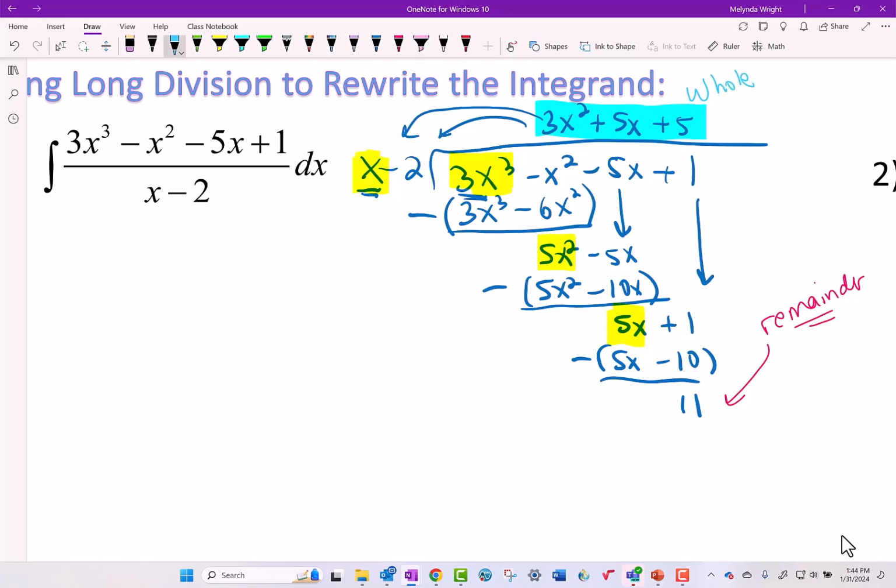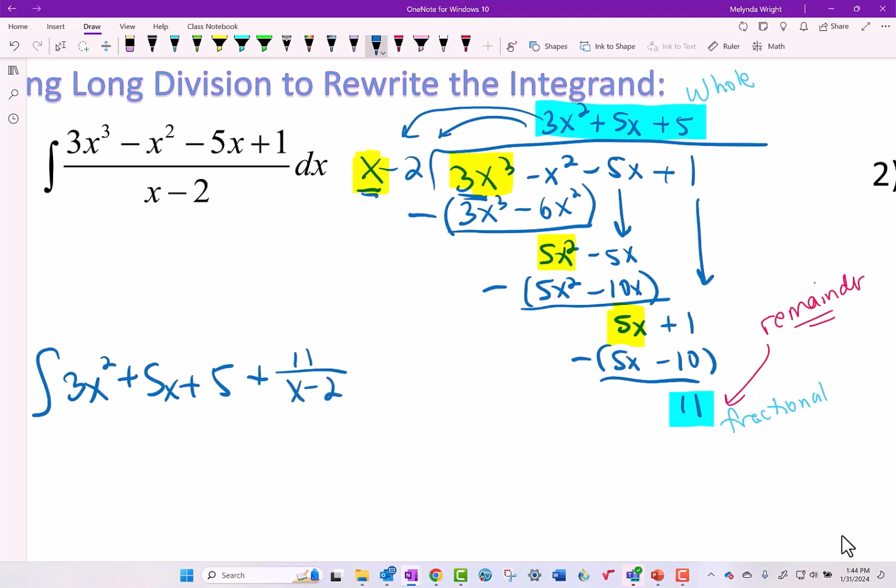And this part down here is the fractional part. This is the fractional part. And we're going to rewrite it so we have a whole part and a fractional part. So we integrate. The whole part is the 3x squared plus 5x plus 5. Okay, that's the whole part. The fractional part, if you recall from previous math classes, I would write this fraction as 11 over the divisor. Remember that? 11 over x minus 2.